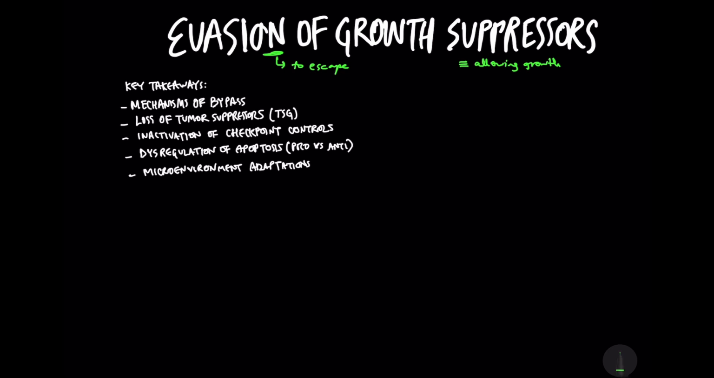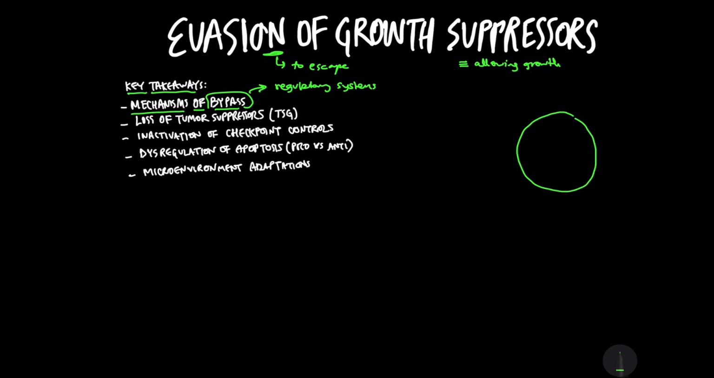So there are some key takeaways that we're going to go through, and hopefully those will give us a good overall understanding of this topic. The first one is the mechanisms of bypass. There are many mechanisms of bypass, as in bypassing regulatory systems that are embedded within your cells.